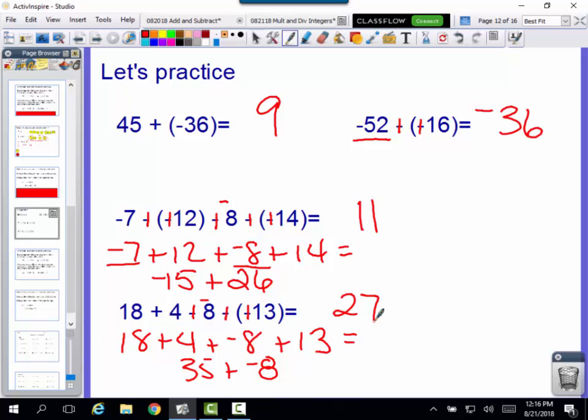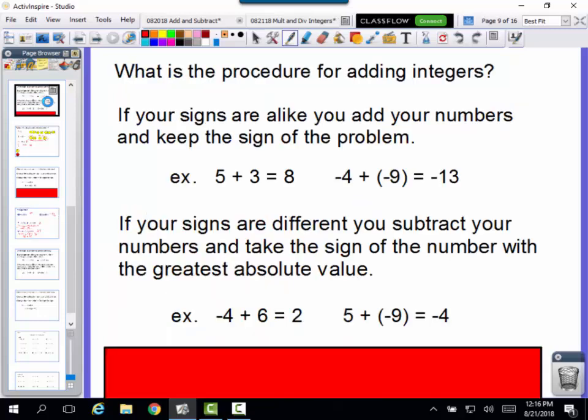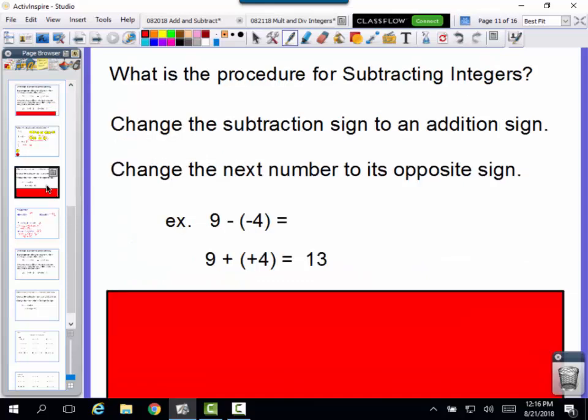So to review, if the problem is an addition problem, we have two rules. If the signs are alike, you add the numbers together and keep the sign. If our signs are different, we're going to subtract the numbers and take the sign of the number with the greatest absolute value. If it's a subtraction problem, we're not going to do it. We're going to change it. We're going to change the subtraction to addition and the next number to its opposite, and then go back to our add rules. Signs alike add, signs different subtract.